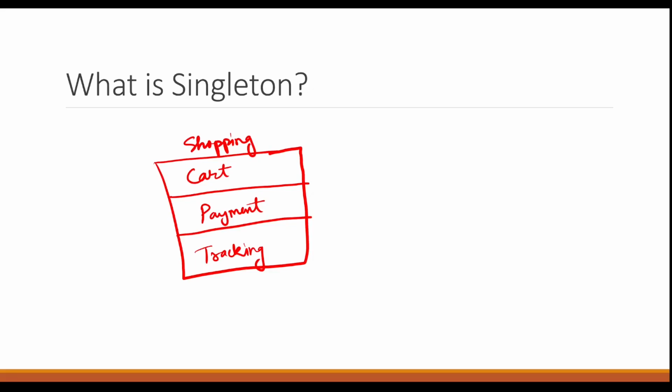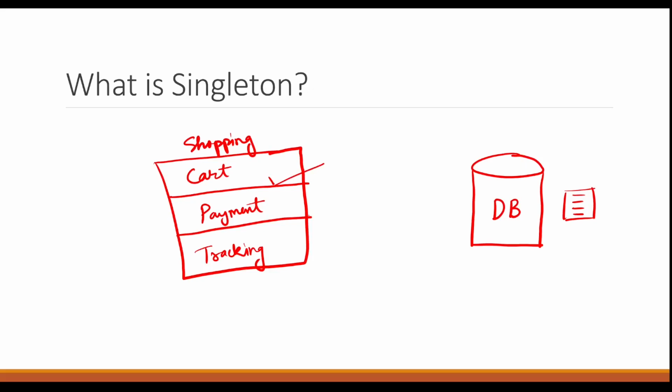There may be multiple different features on your application, but there is going to be a single DB, just one database which is going to store all of your data. And this data could be about the cart information that the customer has, the payment information, and the tracking information. And all of this is just stored in one database. Right? There's just one database and multiple different places where this database is used.